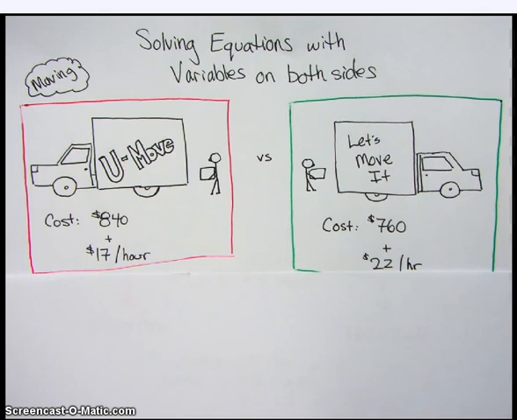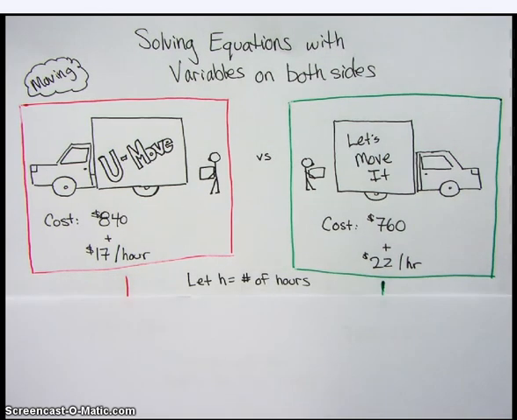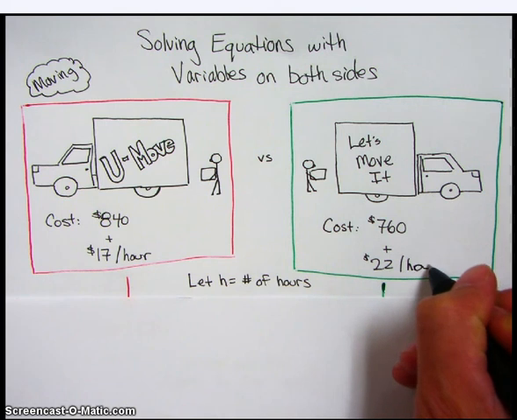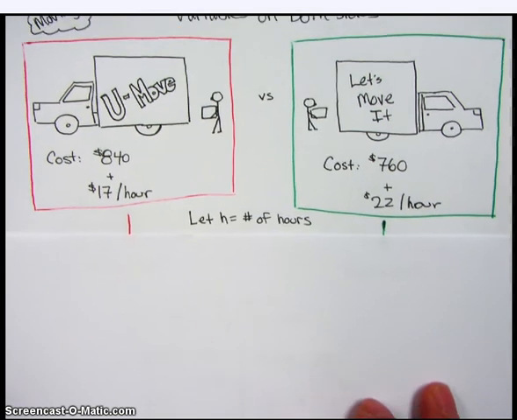Well, there's an unknown amount of hours. That's what we need to know here. So we're going to let h equal the number of hours. If h equals the number of hours, what will be the equations for both of these?